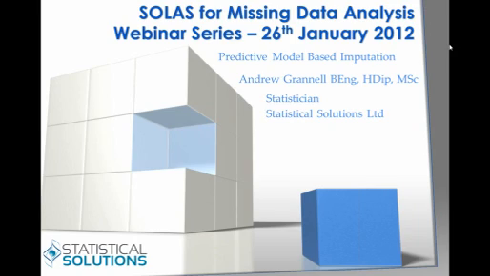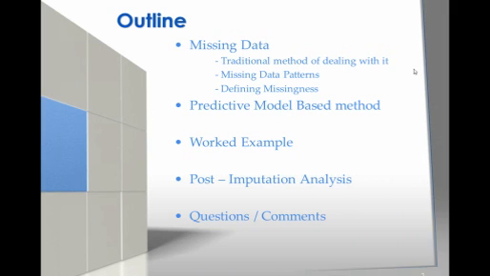So we'll just get started. Just an outline of the presentation here. I'll just go through the missing data aspects, traditional methods of dealing with missing data, the missing data patterns, defining missingness. I'll go through the methods and theory of the predictive model-based method that we're talking about today. I'll give a worked example and some post-imputation analysis. I'll have a quick break halfway through if anyone has any questions, and we'll be taking questions at the very end as well.